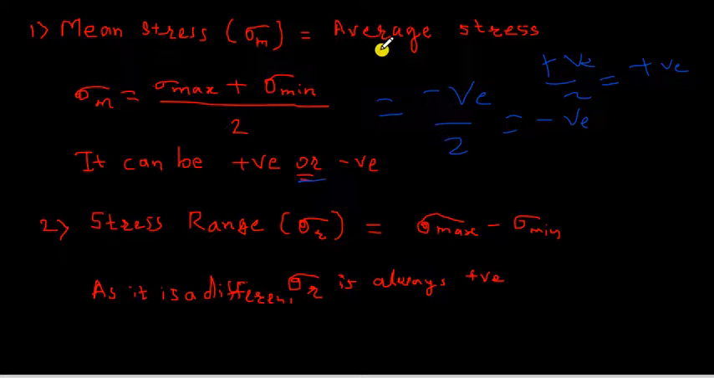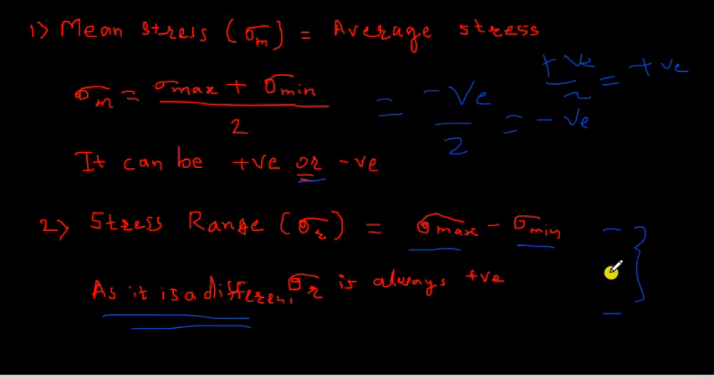Mean means the average. Then the stress range. It is the range from the maximum value of stress to the minimum value. In short, it is the difference between the maximum stress and minimum stress, so that stress is always positive. If we subtract the minimum value from the maximum one, we will always get a magnitude that is positive.